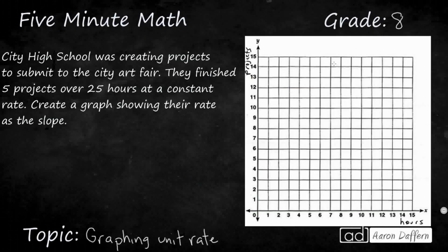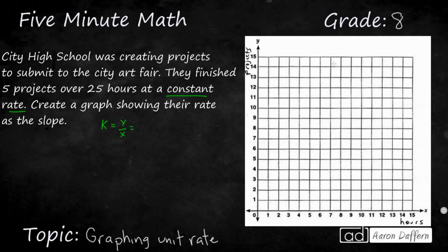In this example, we've got City High School creating projects for an art fair. Once again, we have a constant rate. We've got 5 projects over 25 hours, right? So we are going to go ahead and just solve for our constant of proportionality. We learned about that in 7th grade, that k is our constant. It's simply rise over run, y over x. So we've already got these labeled here.